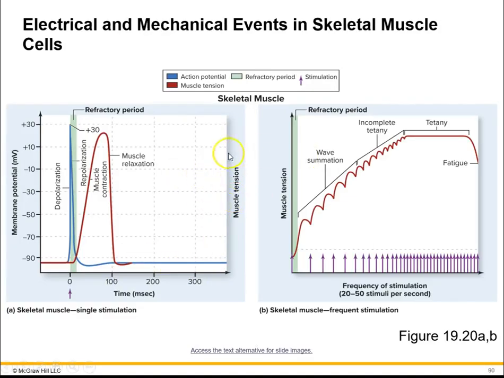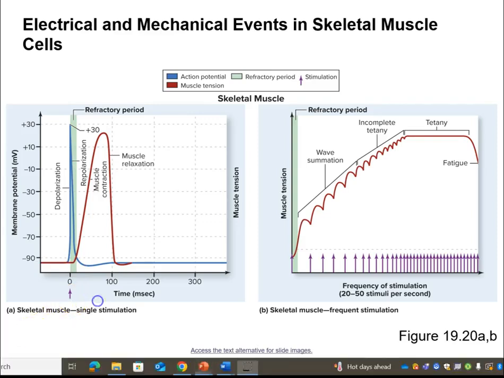Okay, so here it is laid out for you in a skeletal muscle cell. So the blue line here is showing the action potential. The red line is showing the actual muscle contraction. And then this green region is the refractory period. So that's the period in which if that muscle cell receives another impulse, it cannot respond to that impulse. You can see that the refractory period here is very short.